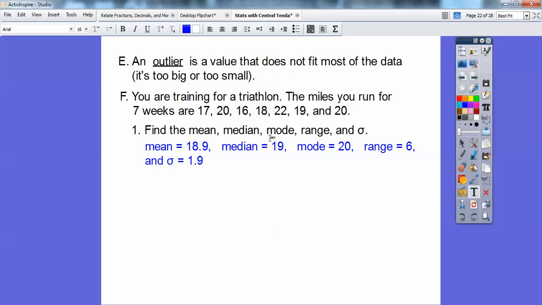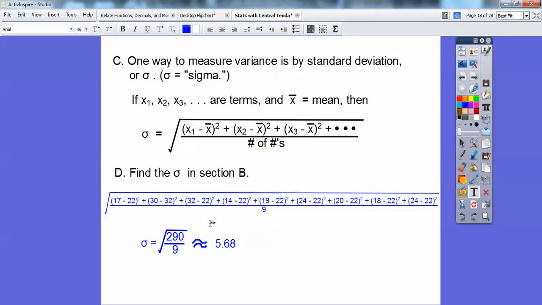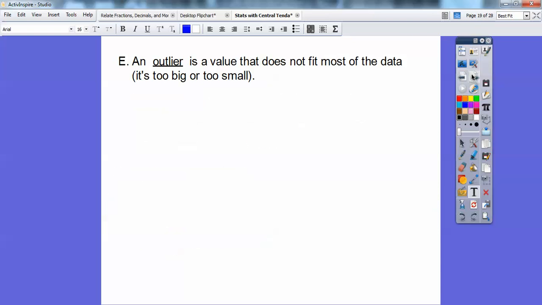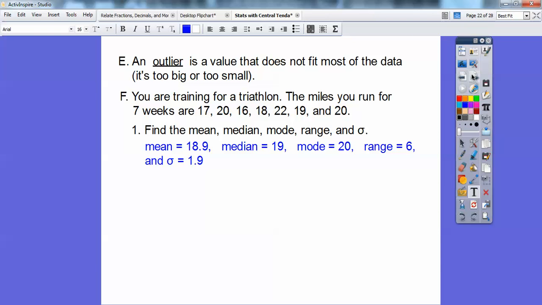So the mean is the sum of the numbers divided by 7 weeks. I added them all up and divided by 7. That's my mean. The median is the one that was in the middle, the 19, after it got rearranged. The mode was the 20 because I had two 20s in there, and the range was the biggest number minus the smallest number, so the 22 minus the 16 is the range. And then the standard deviation was that big old fatty formula that I did right there. It would be each number minus the mean squared, add them all together and divide by 7, and then square root all of that. So that got me the standard deviation right there.